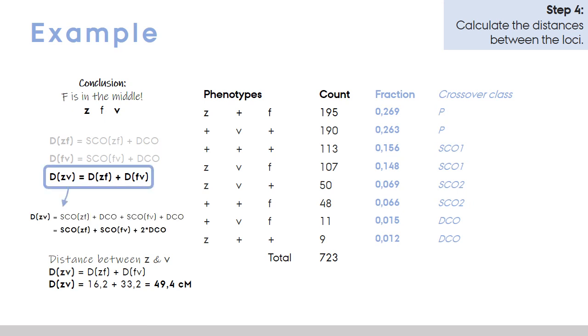There is also a different way to do it, and that would be by writing out the equations for the distance between Z and F and the distance between F and V. In that way, you would get all the single crossovers plus 2 times the double crossovers, and that would give you the distance between Z and V. And if you did that, you would also find 49.4. And why do we do 2 times the double crossovers? Well, that is because the distance tells us the percentage of the time that we see crossovers. And a double crossover has 2 crossovers, and that's why we do 2 times double crossovers.